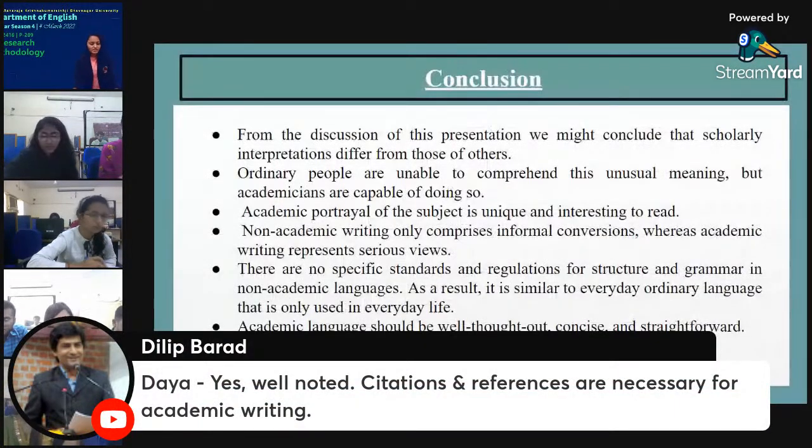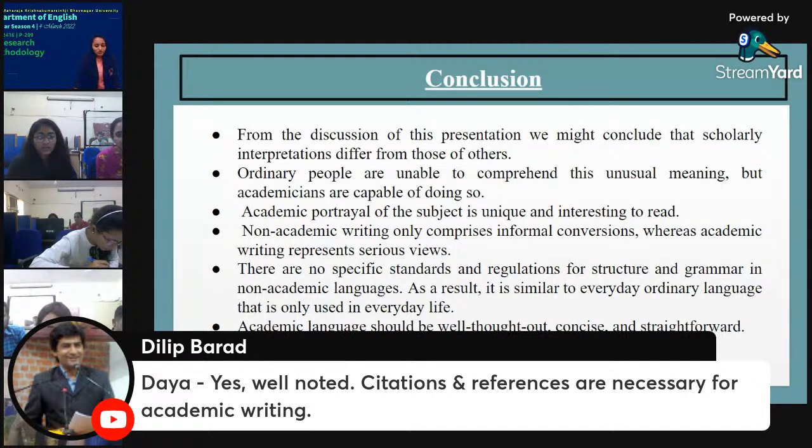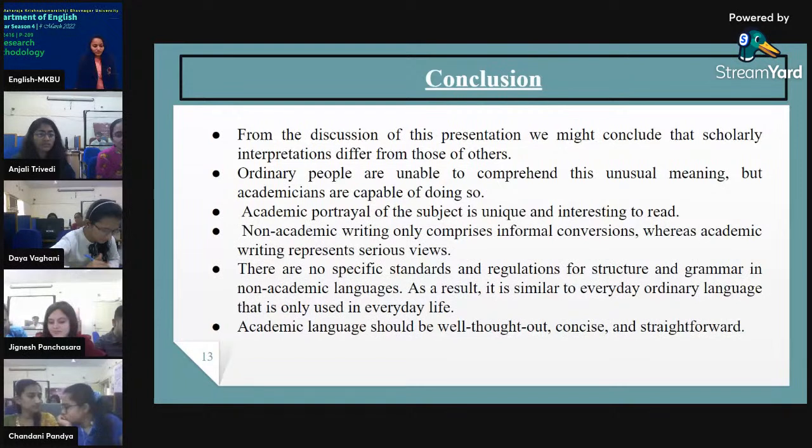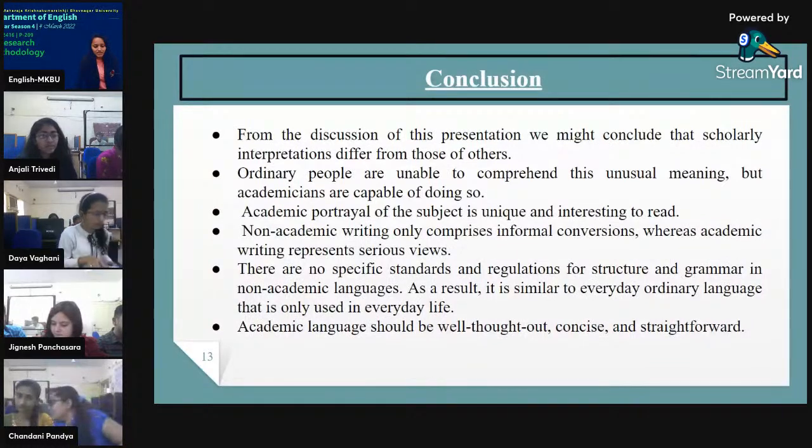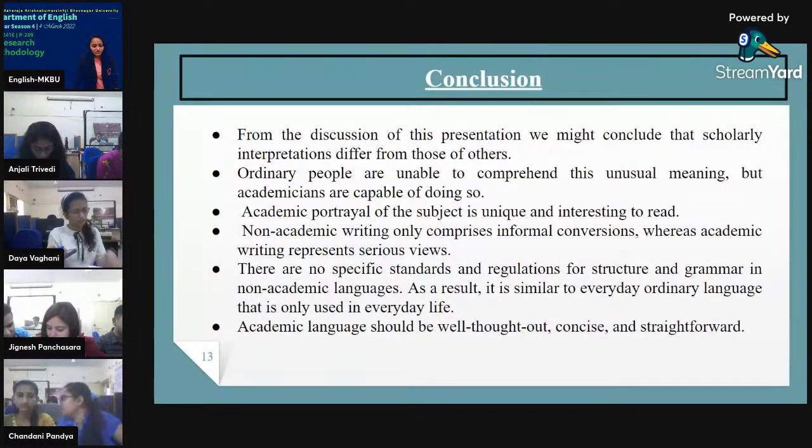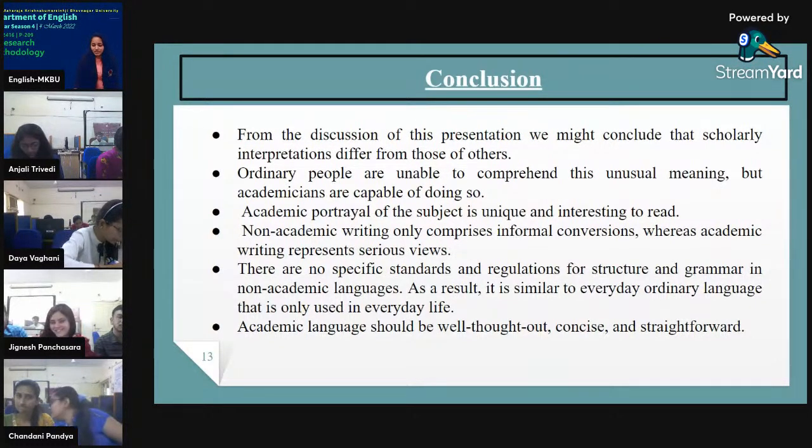So to conclude, from this discussion of the presentation, we might conclude that scholarly interpretations differ from the others, and ordinary people are unable to comprehend this unusual meaning, but academicians are capable of doing so. Academic portrayals of a subject are unique and interesting to read. Non-academic writing only comprises informal conversation, whereas academic writing represents serious views. There are no specific standards and regulations for structure and grammar in non-academic language. As a result, it is similar to everyday ordinary language that is only used in everyday life. So academic language should be well thought out, concise and straightforward.